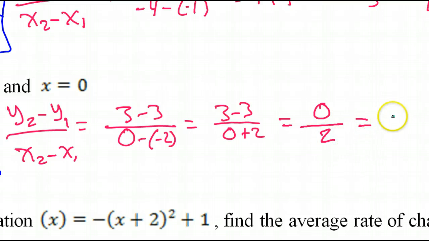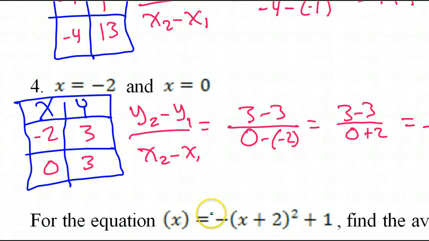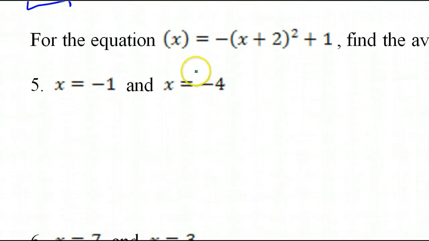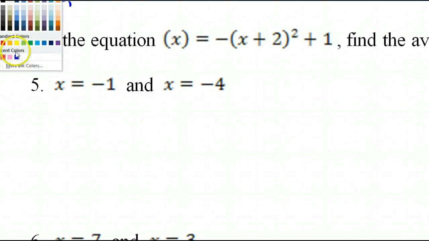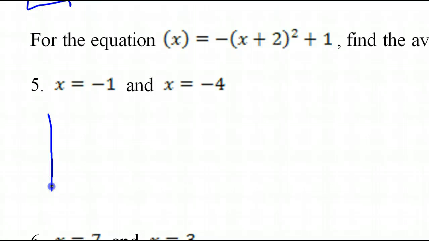0 divided by anything is just 0. It's not undefined. That's what you would get if the 0 were in the denominator. This is simply 0 rate of change. Okay, now we're looking at equations, but we will do it the same exact way. Let's make our table of values.